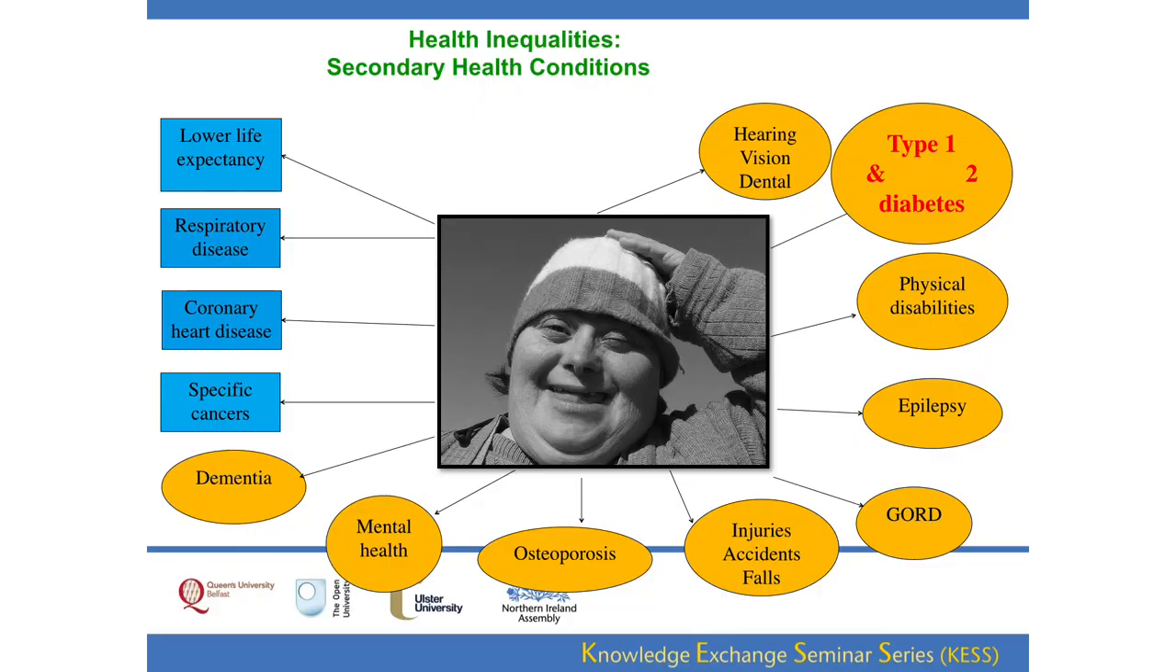And there seems to be a higher prevalence rate of diabetes in this population. But as you can see on the diagram on the board, people with learning disabilities have complex health comorbidities alongside their learning disability and communication problems, which makes this population difficult to look after for primary and secondary healthcare providers.